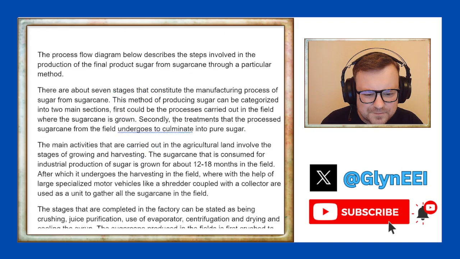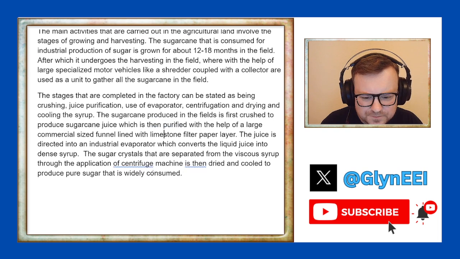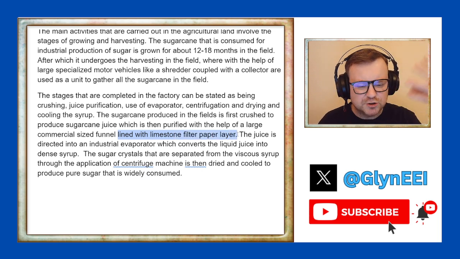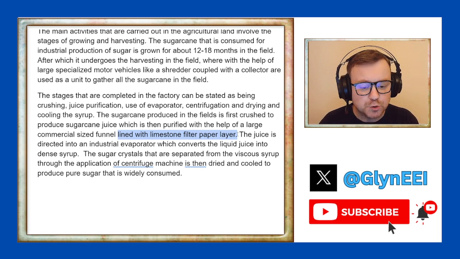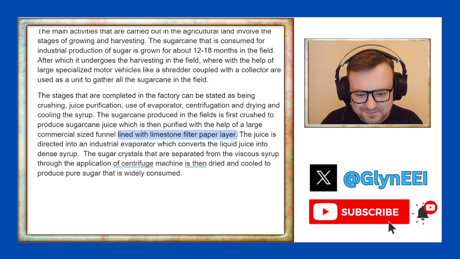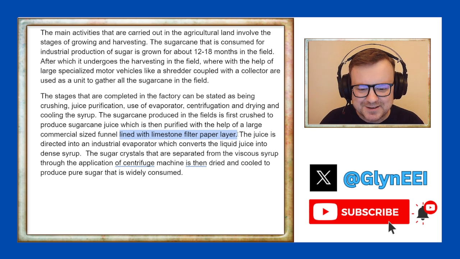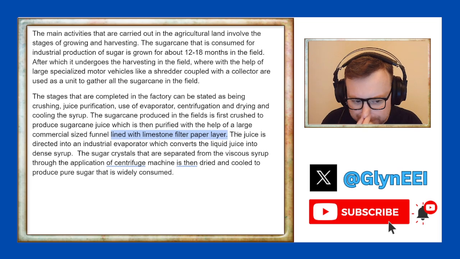Now, where are you getting those details from? It says it's a limestone filter, but lined with limestone filter paper layer. You've included this. This is extra information that isn't in the diagram. Now, it's very good language. I really like the language, and it might be true that the filter might be lined with limestone paper, but that isn't in the text. That isn't in the diagram, and so we don't need to include it.